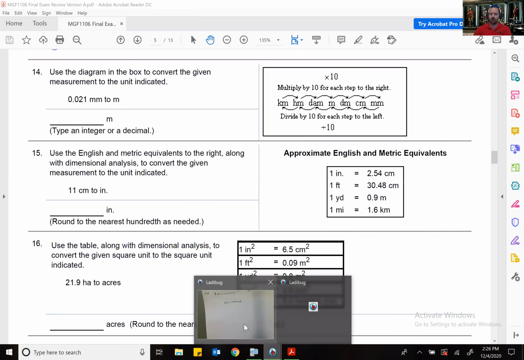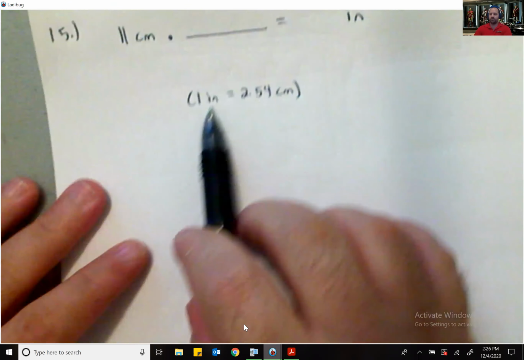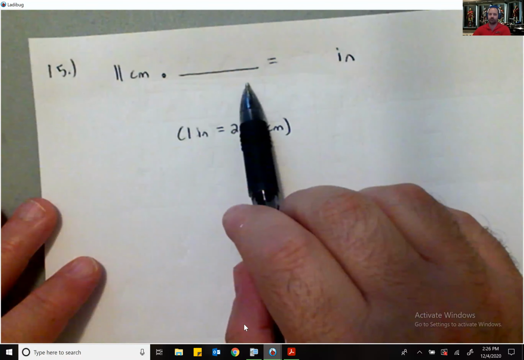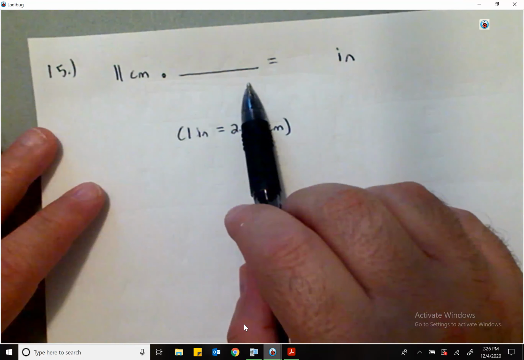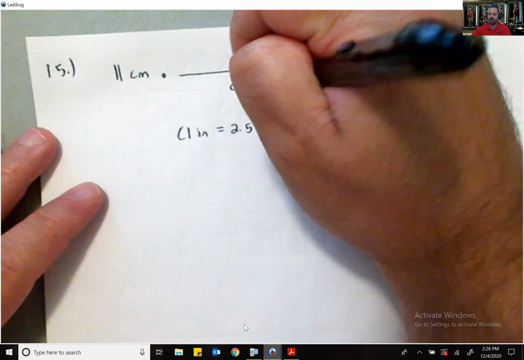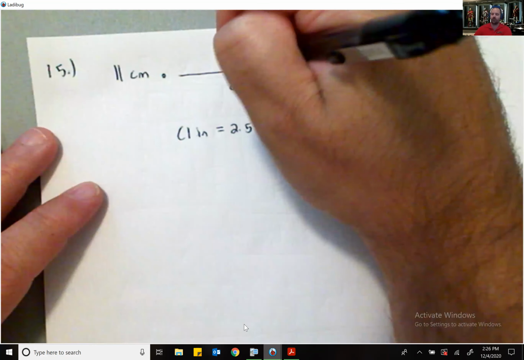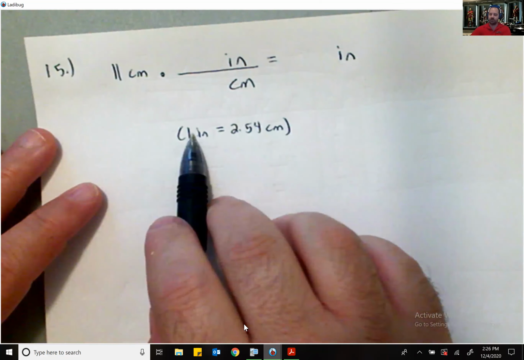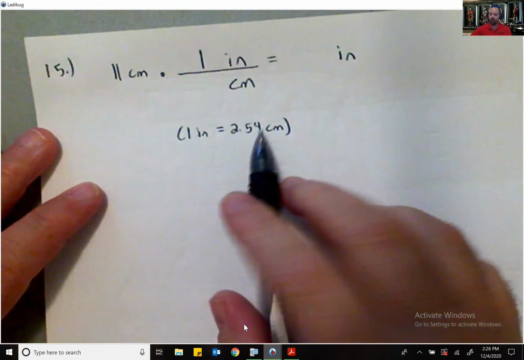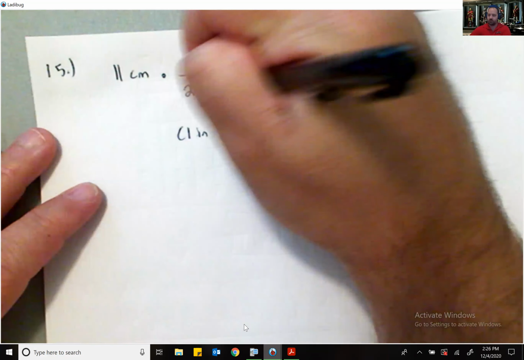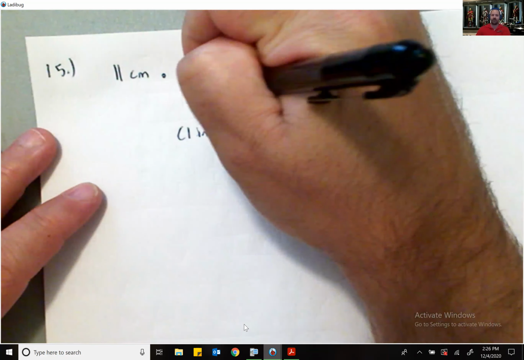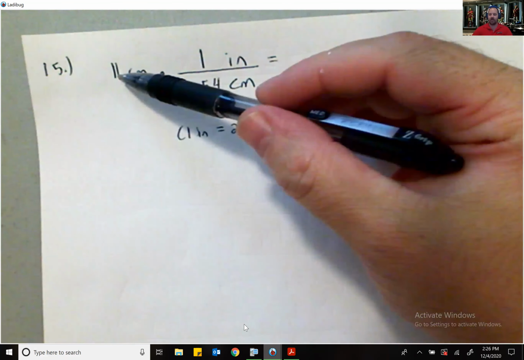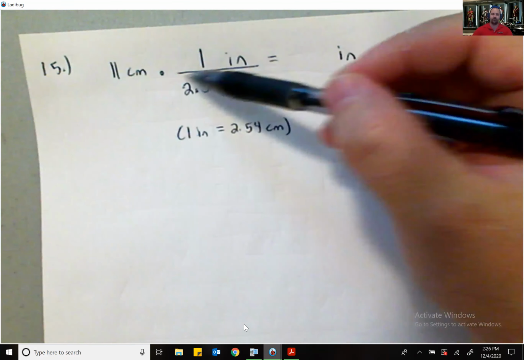So this is our information. So what label goes in the denominator? Who are we trying to get rid of? Centimeters. That means inches goes in the numerator. And now you know where to put these numbers. The 1 goes with inches. The 2.54 goes with centimeters. And I just let my calculator do the multiplying. We go with 11 times 1 over 2.54.